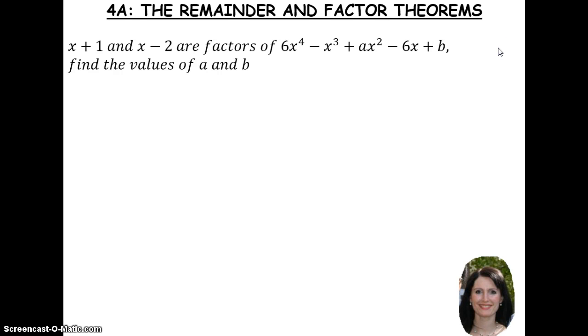We're just going to pick up where we left off with exercise 4a from our Essentials textbook. We're looking at the remainder and factor theorems. So we've just done an example with the remainder theorem in the first part of the video. We now look at the factor theorem.